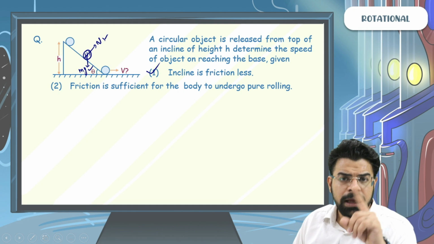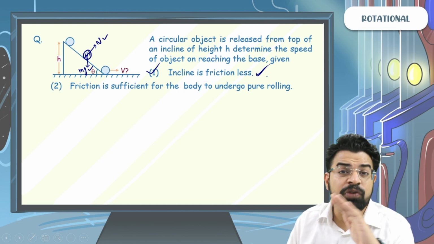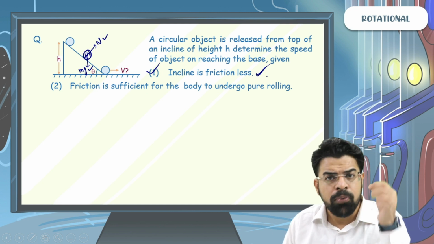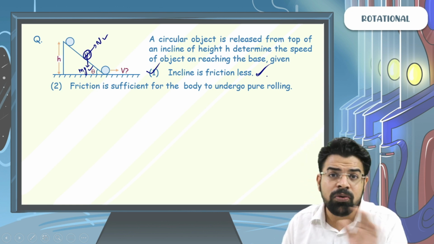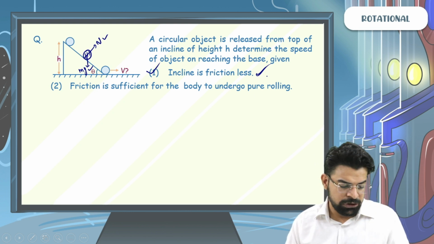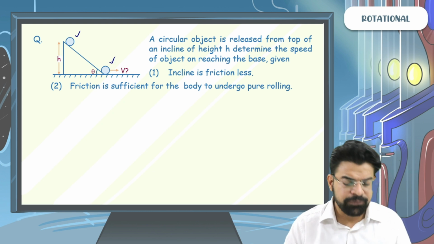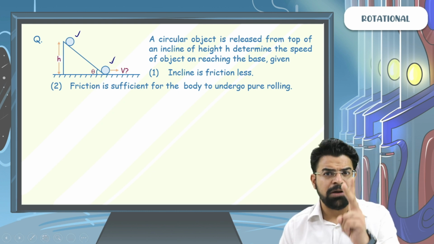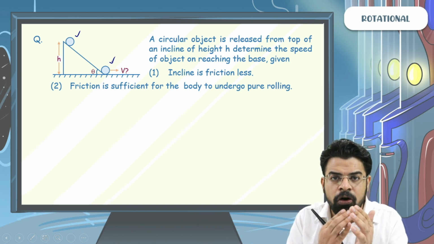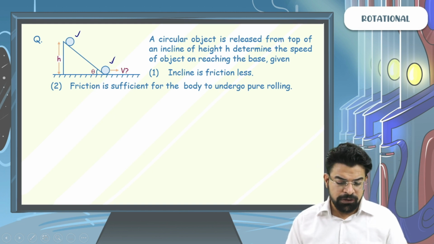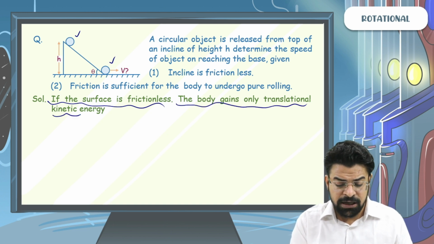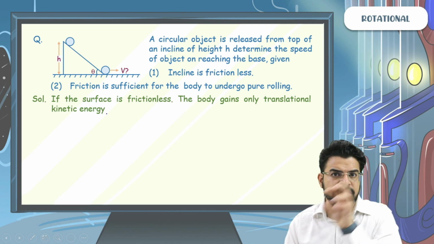Once more, if the friction is absent, if it's a frictionless surface, then the forces acting on this circular object will be gravity and normal. Both of them pass through the center of mass, so they do not provide any torque. As they do not provide any torque, the body will do just pure translational motion. So the work done by gravity plus work done by normal equals the change in kinetic energy. Which type of kinetic energy? This body will gain only translational kinetic energy. It does not rotate, it moves straight down.